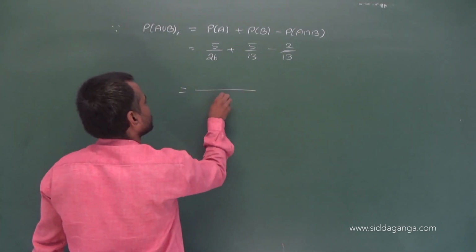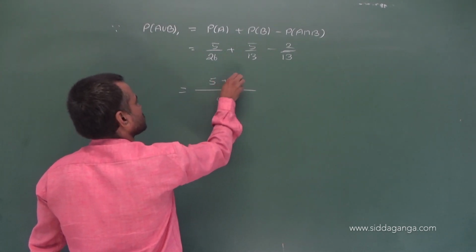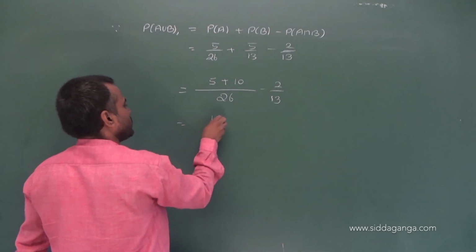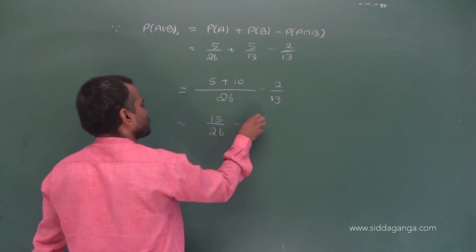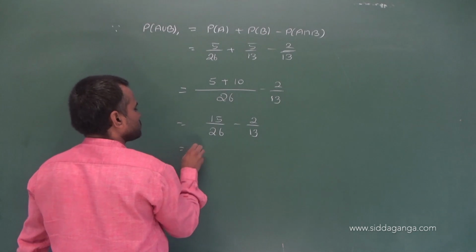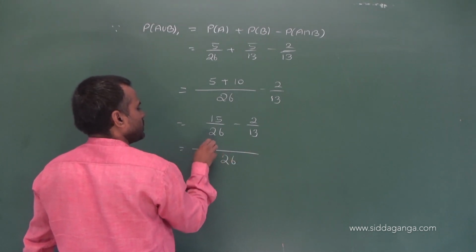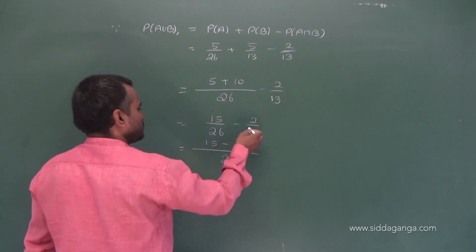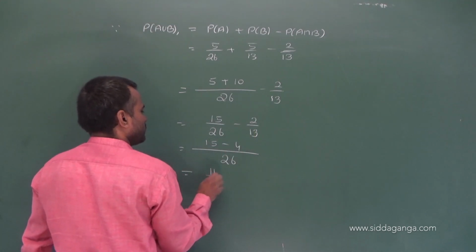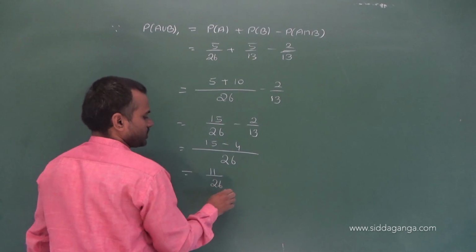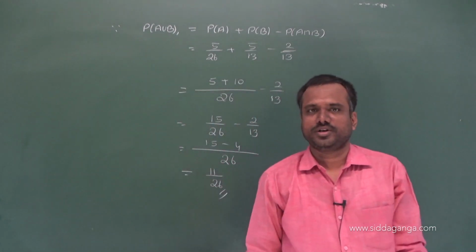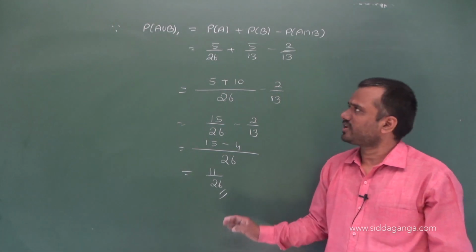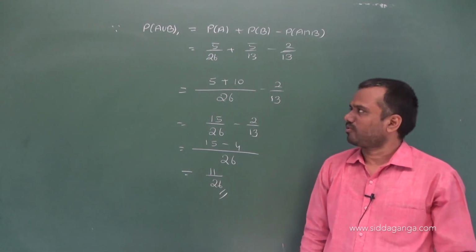In these terms, 26 is the LCM. 5 plus 10 minus 2 by 13 gives 15 by 26 minus 2 by 13. 26 is the LCM: 15 minus 4, yes, 11 divided by 26. Observe the problem very carefully. Very interesting problem, very simple problem.